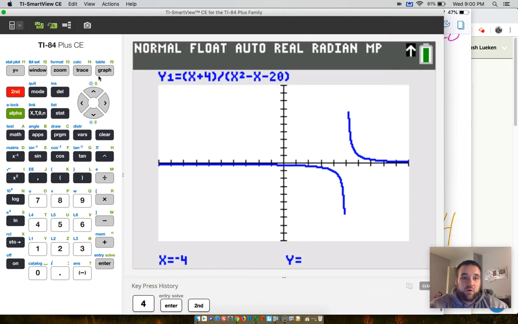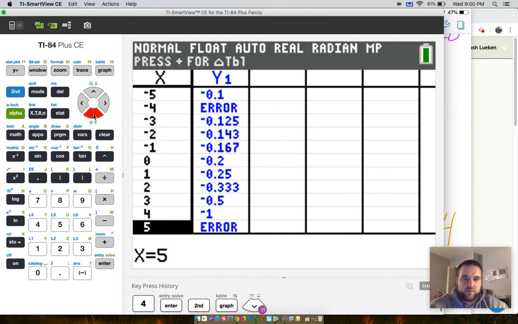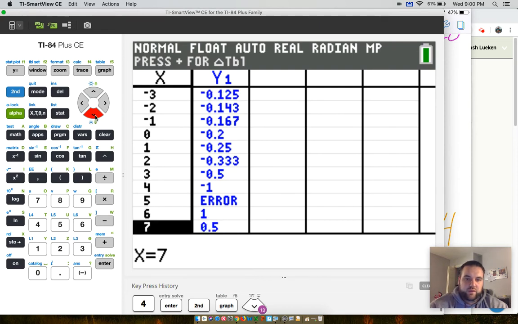If you want a more complete graph, you can go ahead and go to the table and just pick out some actual values. So 4 comma negative 1 is going to be a nice point to graph, and 6 comma 1. So 4 comma negative 1 and 6 comma 1.